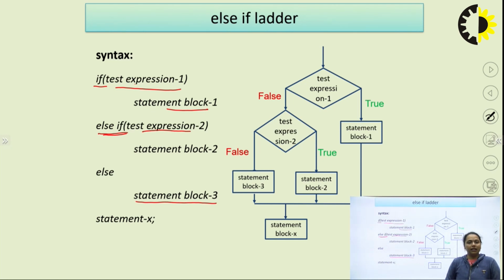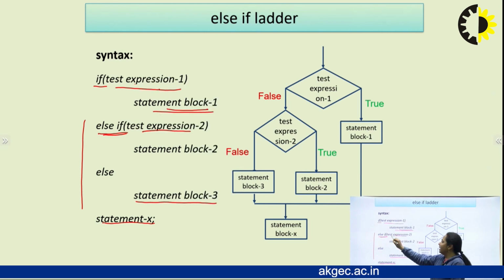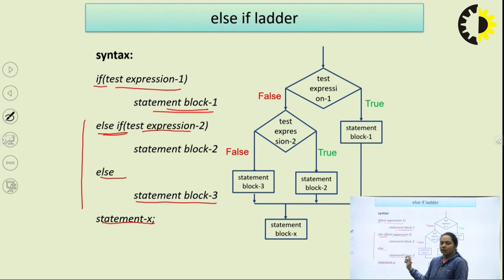If the first statement itself is true, in that particular case statement block 1 will get executed and the rest of the statements are skipped and control goes to statement X. But if statement 1 is false, then statement 2 will be checked. After that, if this is also false, further statements are checked, and this condition checking continues till we reach the else part, and finally we will print the else part if all the conditions become false. After that statement X will be executed.